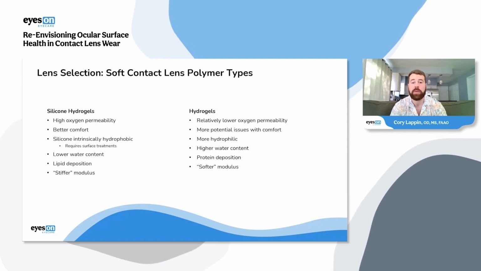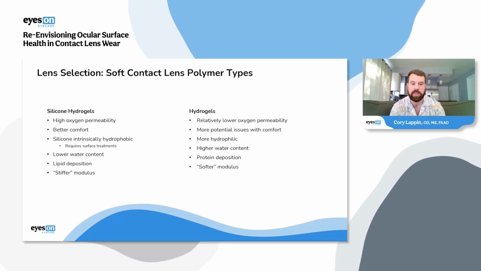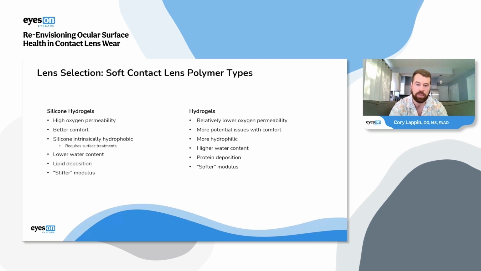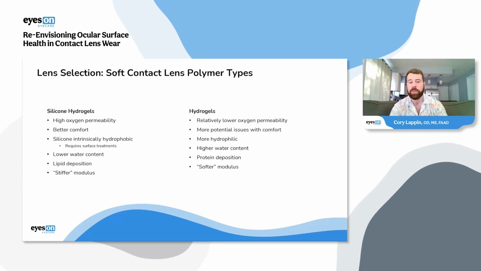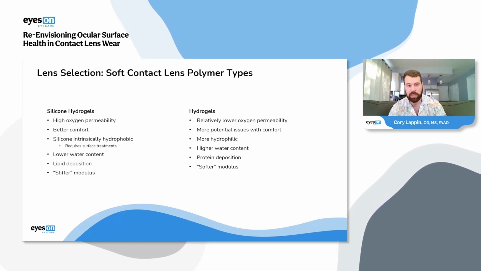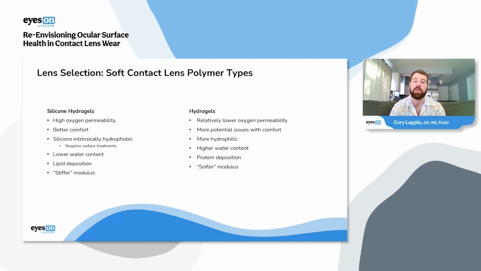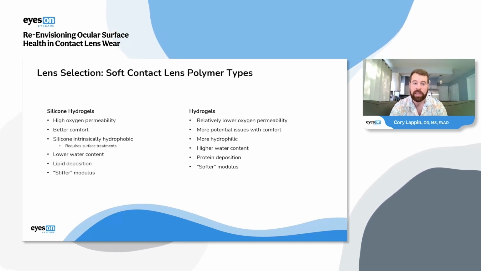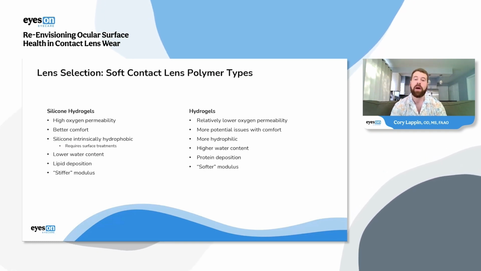And now on to something that we can control, and that's lens polymer. So we have two primary polymers. We have silicone hydrogels and we have traditional hydrogels. And one of the major benefits of silicone hydrogels, as we know, is it's going to have better oxygen transmissibility. Whereas hydrogels, on the other side, tend to have higher water content, which leads to a softer modulus. Now, that's kind of the historical aspect of things.